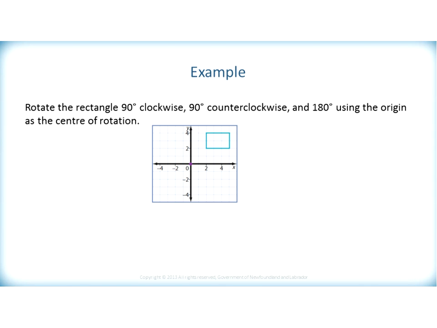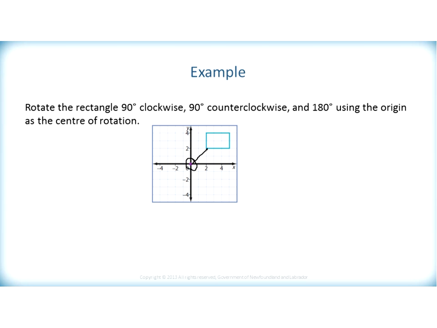So for example, we're going to look at rotating this rectangle 90 degrees clockwise, 90 degrees counterclockwise, and 180 degrees. It doesn't matter if we're going clockwise or counterclockwise. When we rotate 180 degrees, we're going to end up in the exact same spot. So we're going to look at rotating the rectangle using our origin as the center of rotation. It's in pink here in this diagram. You can see that the origin center of rotation is right here.